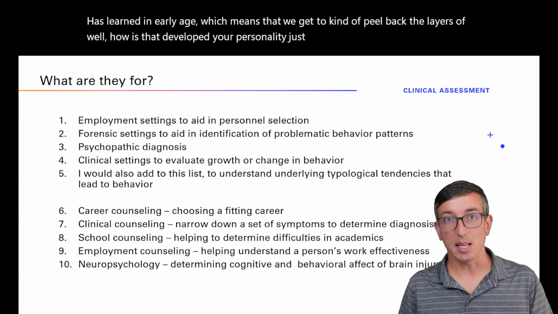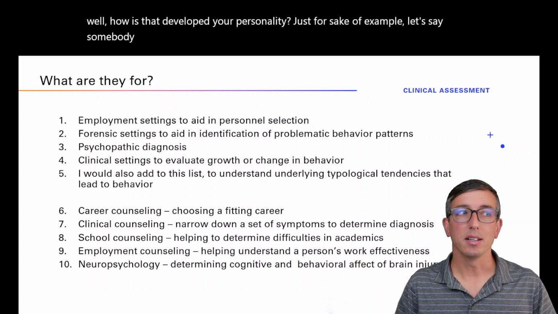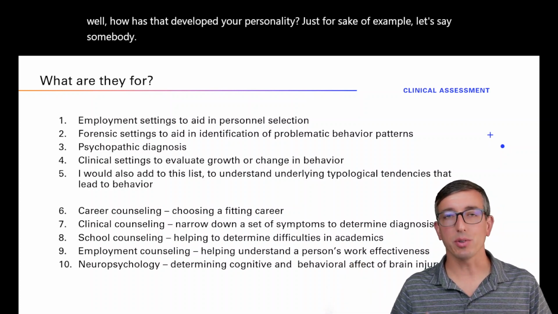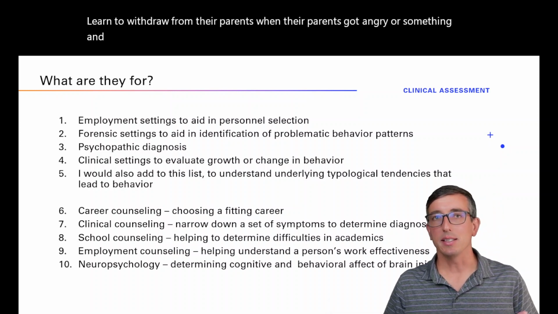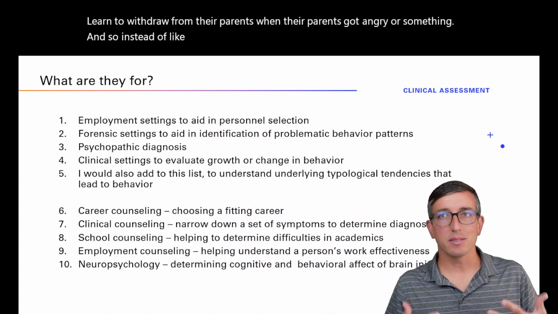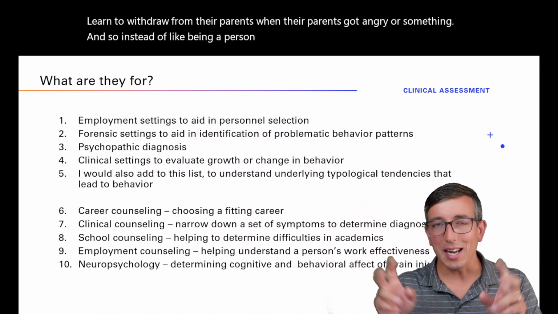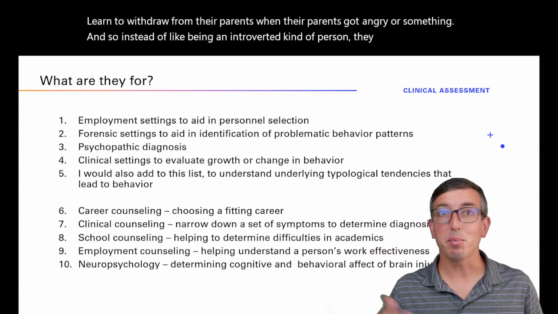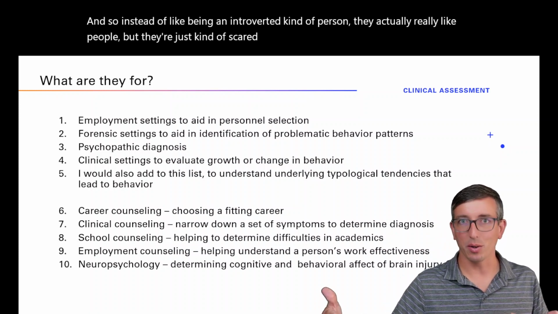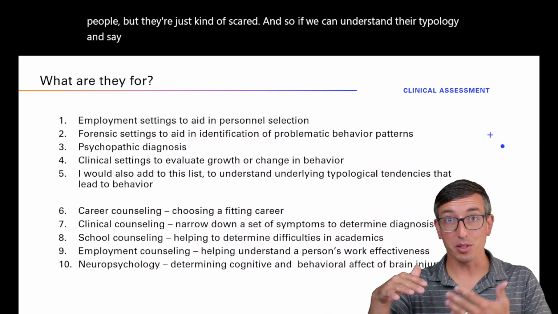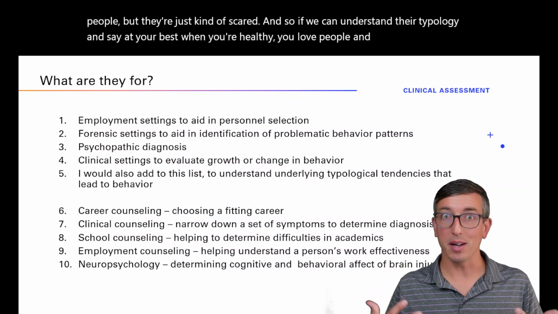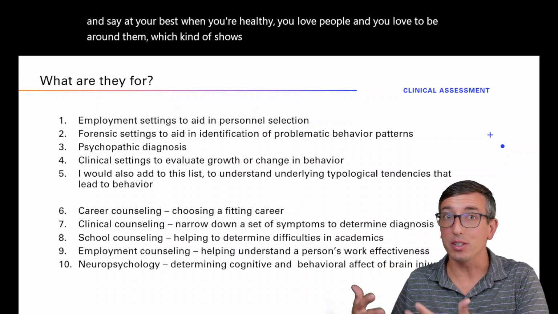Just for sake of example, let's say somebody learned to withdraw from their parents when their parents got angry or something. And so instead of being an introverted kind of person, they actually really like people, but they're just kind of scared. And so if we can understand their typology and say, at your best, when you're healthy, you love people and you love to be around them, which kind of shows these extrovert tendencies.